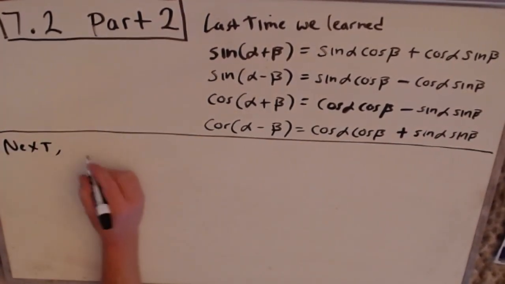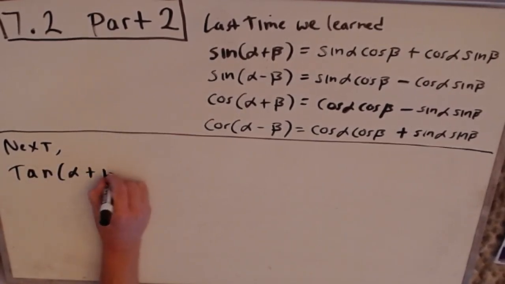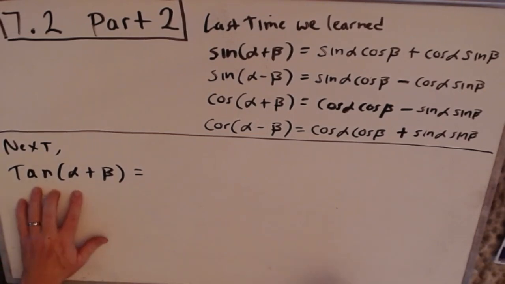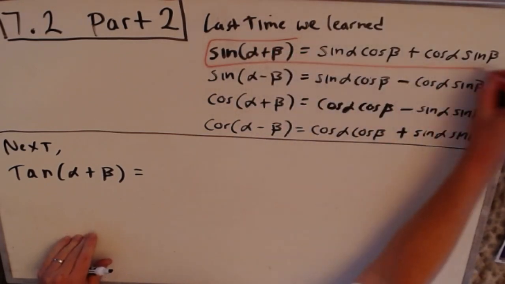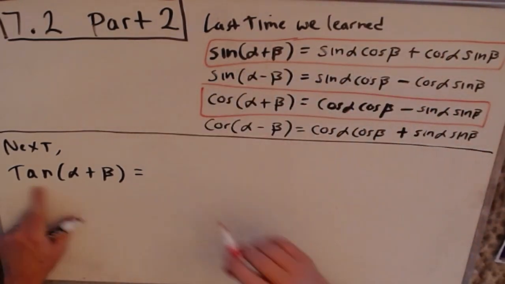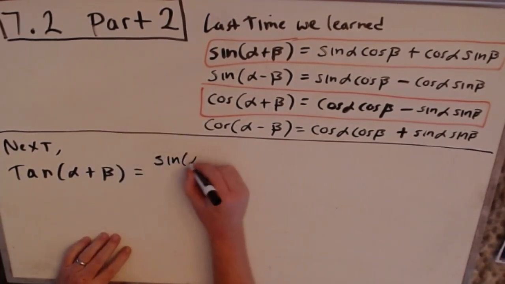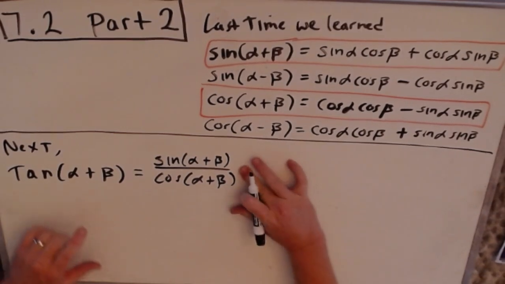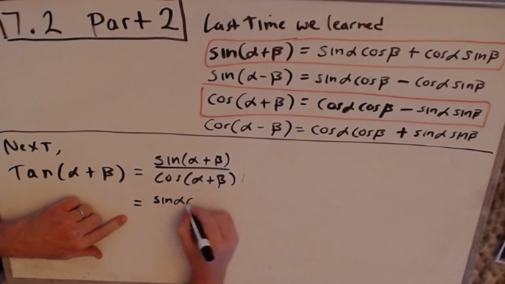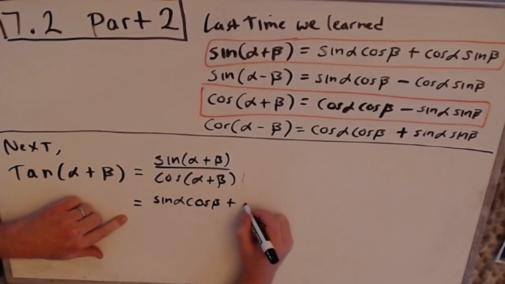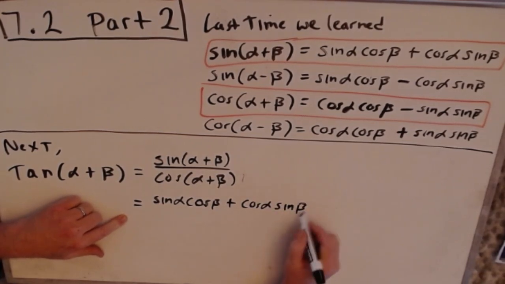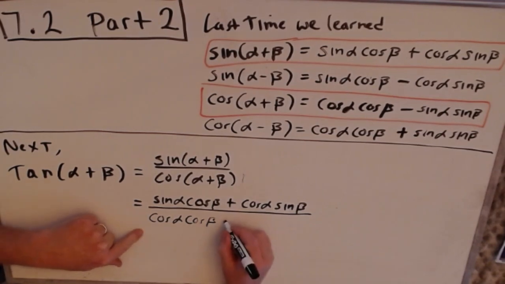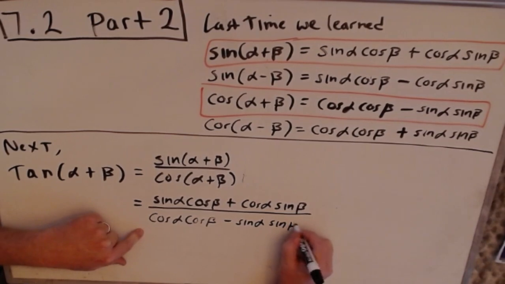Next, we're going to do tangent of alpha plus beta. Well, you already know from section 7.1 that tangent is the ratio of sine and cosine. So tangent of the sum should be the ratio of the sum, sine alpha plus beta over cosine alpha plus beta. All right, let's work down here. So we're going to have sine alpha cosine beta plus cosine alpha sine beta over cosine alpha cosine beta minus sine alpha sine beta.